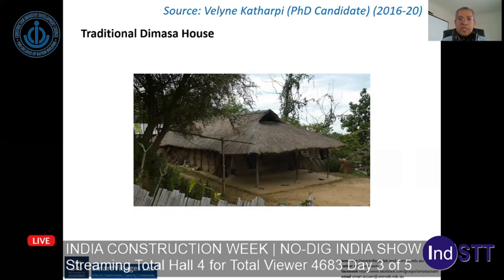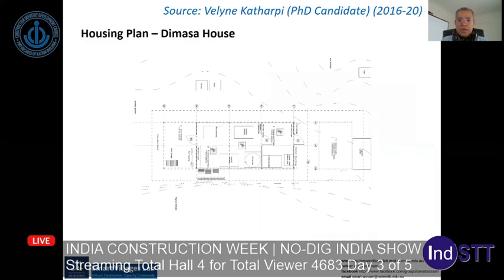So a traditional Dimasa house looks like this. That's the third community I'm talking about. Again, they have used local material and local skill, but yet this house looks different. So the floor plan itself will also be different. This is very much a long house compared to the other houses, which have similar spaces, slightly more rectangular than this one.